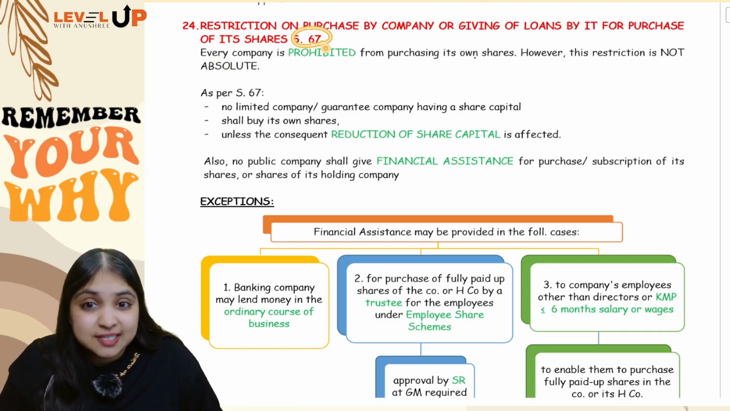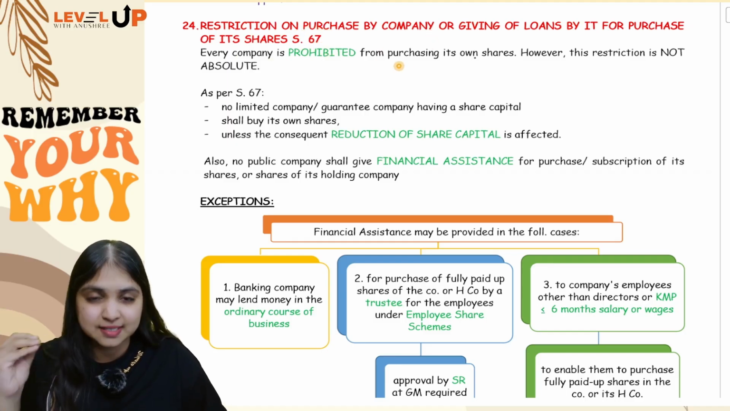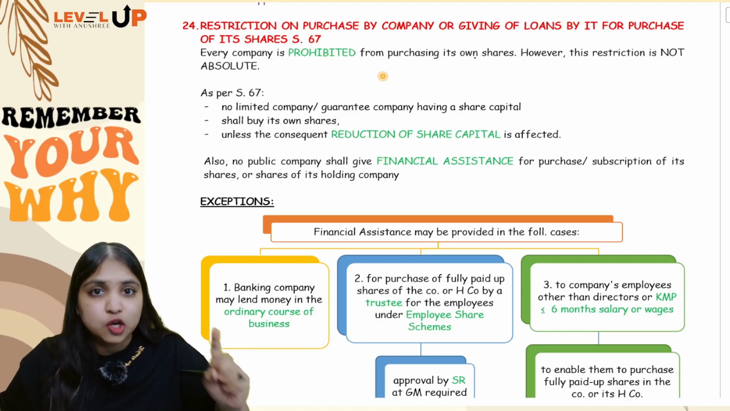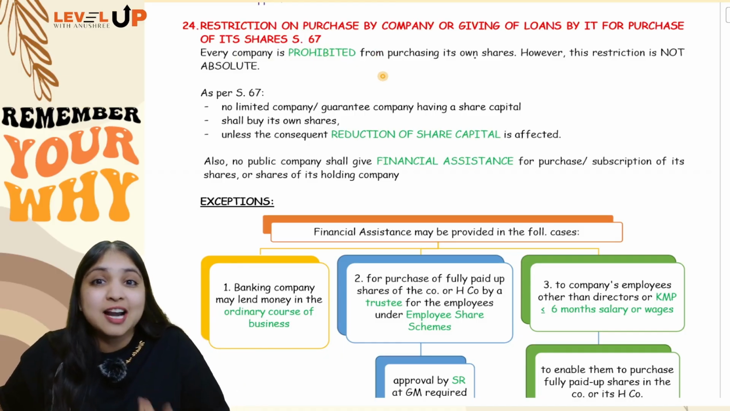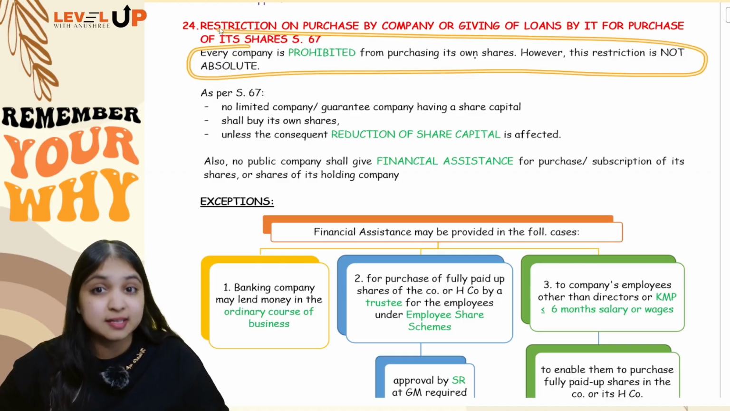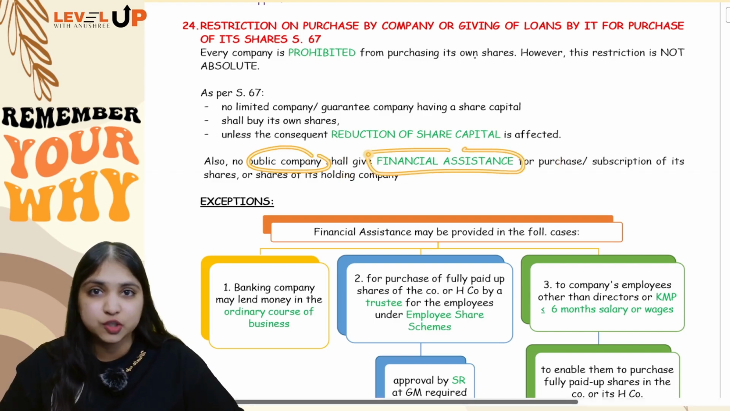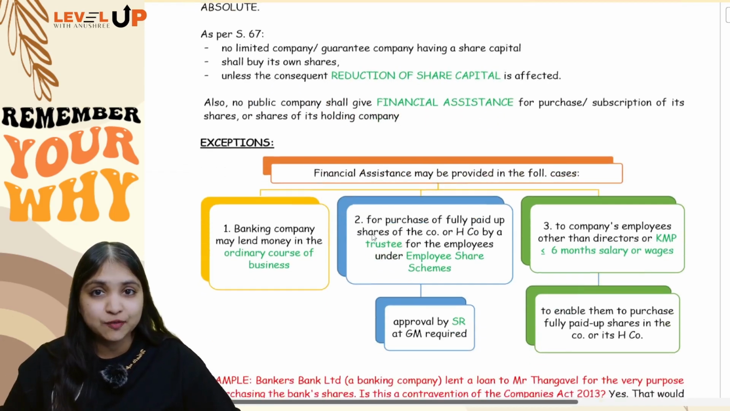Listen. So section 67 puts 2 prohibitions, guys. Prohibition number 1, section 67 says that every company, you cannot buy your own shares. Reliance can't be its own shareholder. So point number 1, company, you cannot purchase your own shares. The second prohibition is only for public company. That public company, you cannot give financial assistance for purchase of your own shares or for shares of holding company.